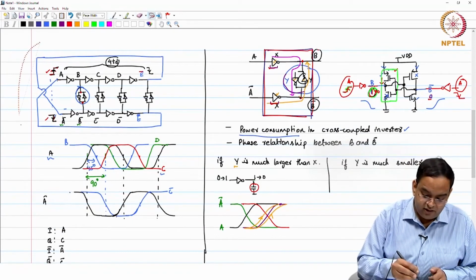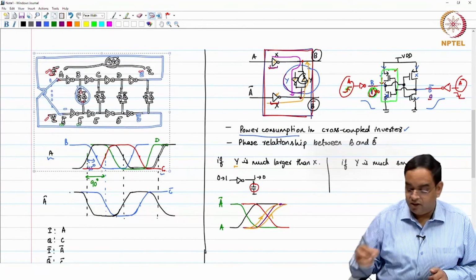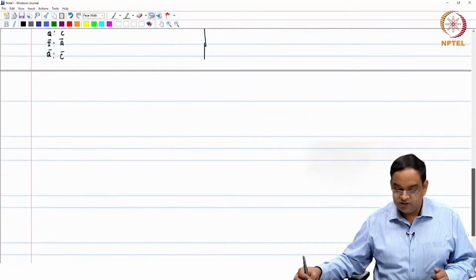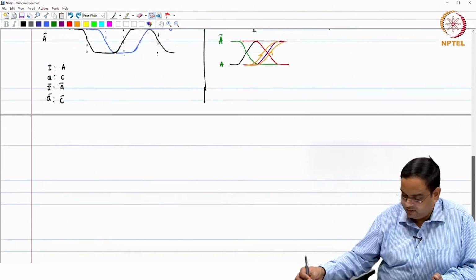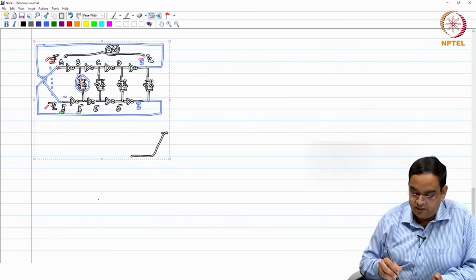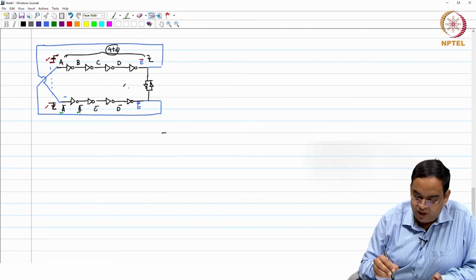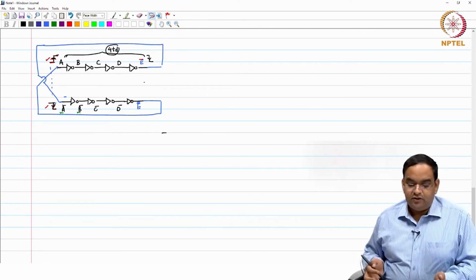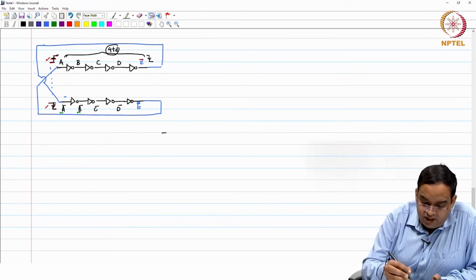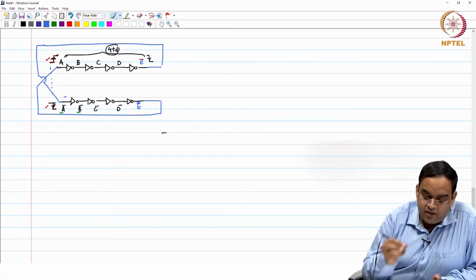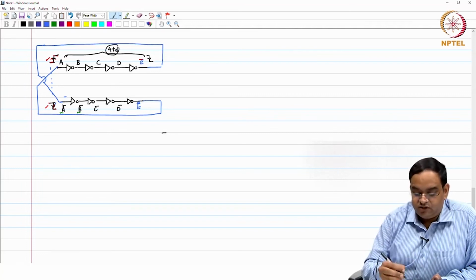Now, coming to the point of what is going to happen, because it has a lot of power consumption. So, what can we do? So, one possible option is here. Okay. So, we do not want cross coupled inverter, but we still want the phase relationship. One of the options before us is, see, the cross coupled inverter added a relationship between A bar, B bar and so on. Okay. So, it maintained that.